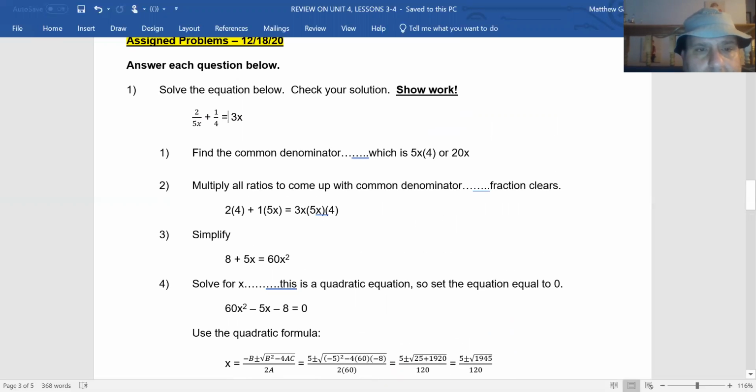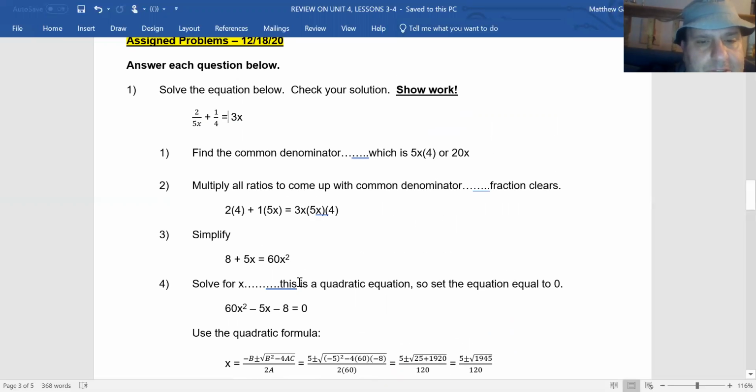But in this question, your common denominator is easy. It's just 5x times 4, so it's 20x. So we multiply 2 by 4, I'm showing that down here, by 5x, so we get 8 plus 5x. And 3x gets multiplied by 5x and 4, which becomes 60x squared.